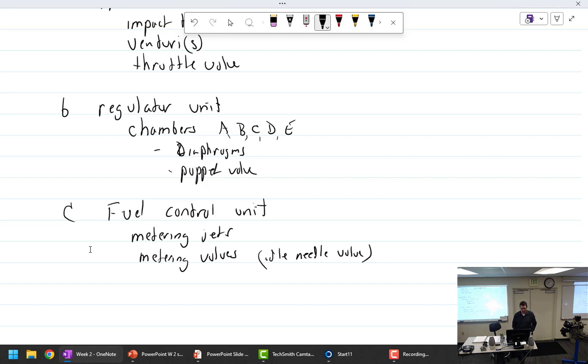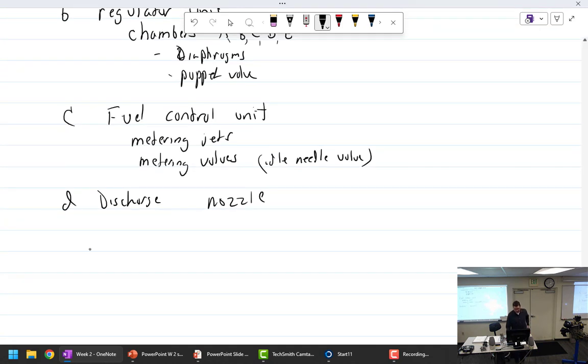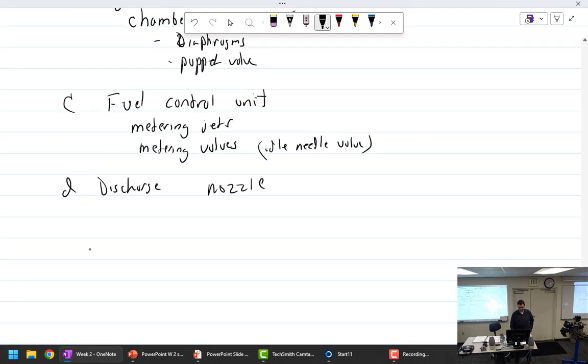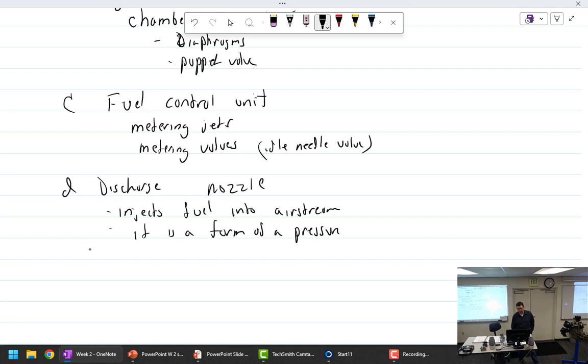We have the discharge nozzle, which does what? Fuel regulator. Pressure regulator. Yep, regulator. So I guess its primary job is to inject fuel into the airstream. It is a form of a pressure regulator.